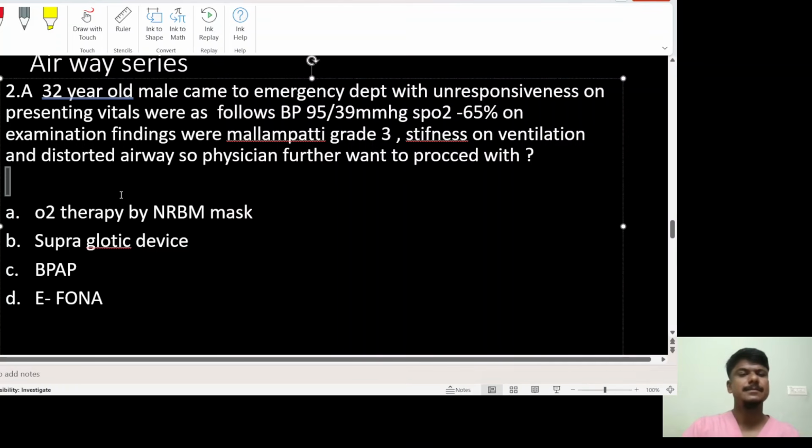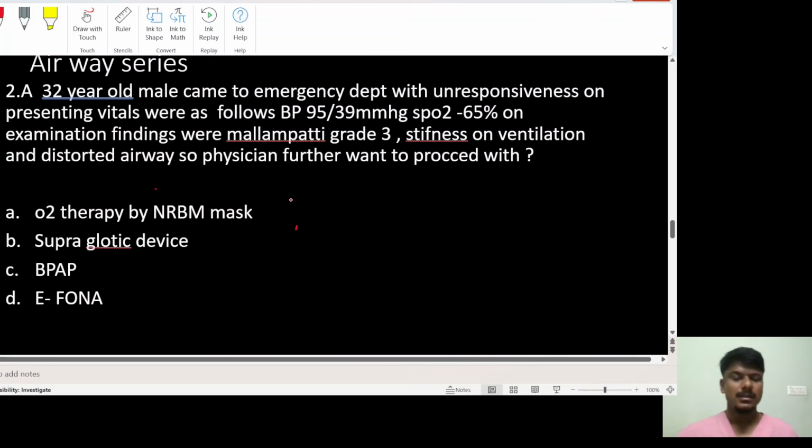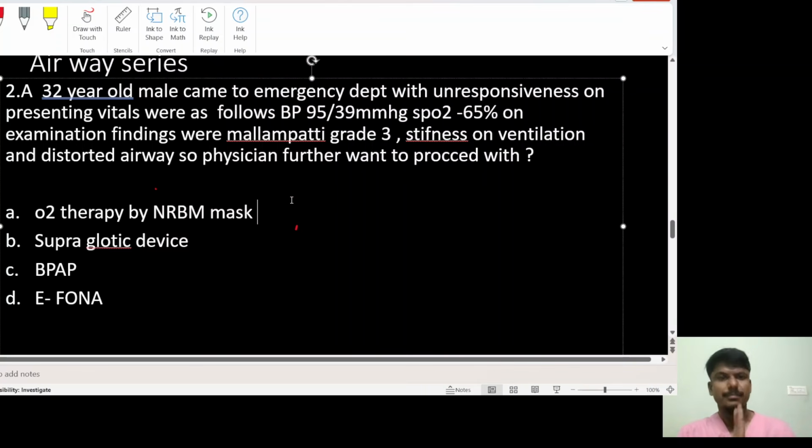Coming to the next question. You're having a patient, a 32-year-old male, who came to the emergency department with unresponsiveness. The patient is not having any consciousness, the patient is comatose, not obeying commands. The presenting vitals are BP of 95 by 39 mmHg and SpO2 of 65 percent. And here are your examination findings.